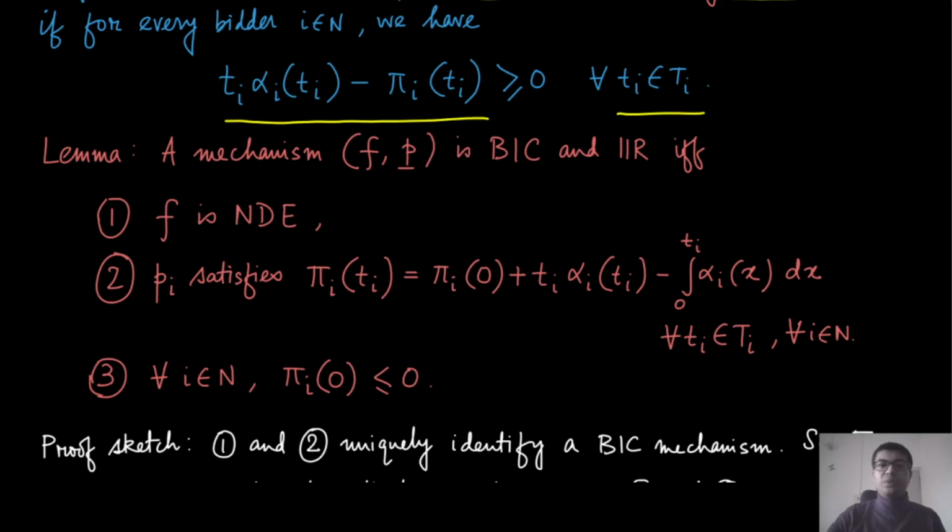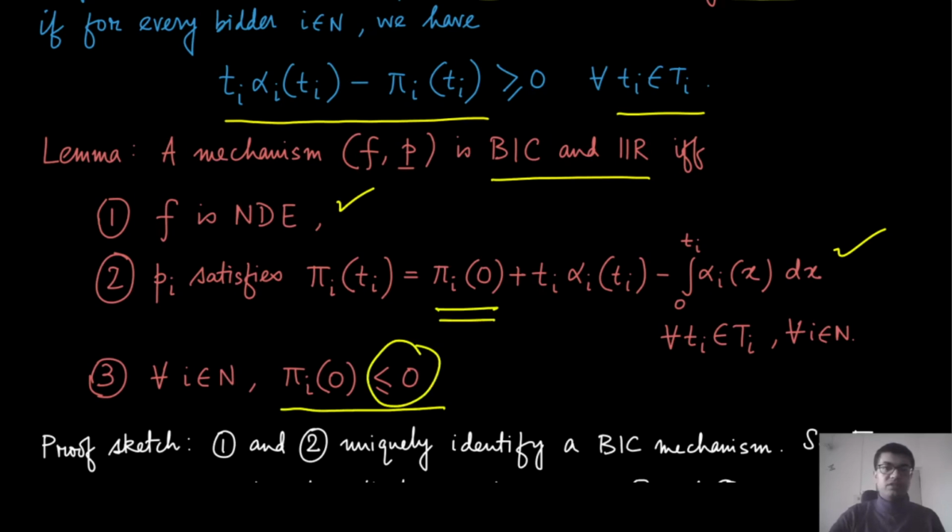Now with these two properties, Bayesian incentive compatibility and interim individual rationality, we can characterize them using the following lemma, which says that a mechanism is going to be BIC and IIR if and only if these three conditions are simultaneously satisfied. F is non-decreasing in expectation, payment follows this integral formula, and finally the constant of this payment formula is non-positive. So this is the third condition.